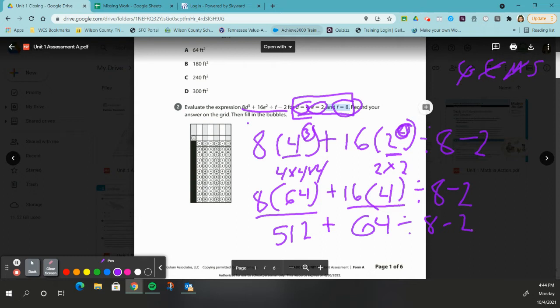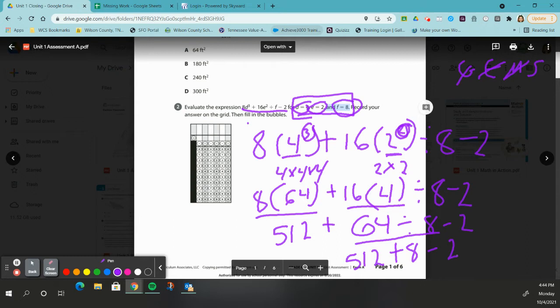Now, we are not done with multiplying and dividing. You have to multiply and divide before you add or subtract. So you get 64 divided by 8. Well, that's going to give us 8. So now we have 512 plus 8 minus 2.